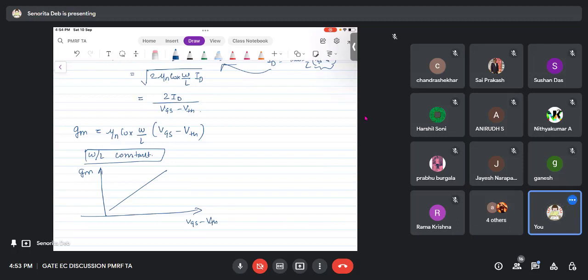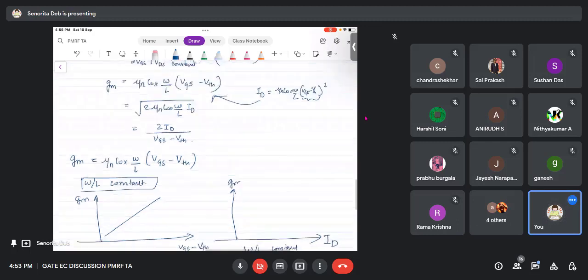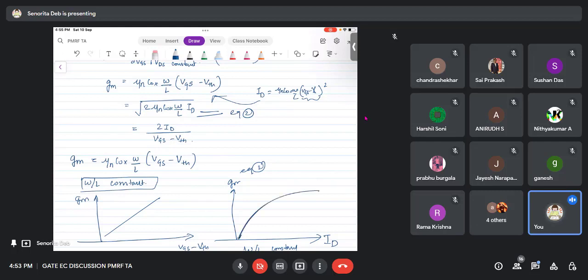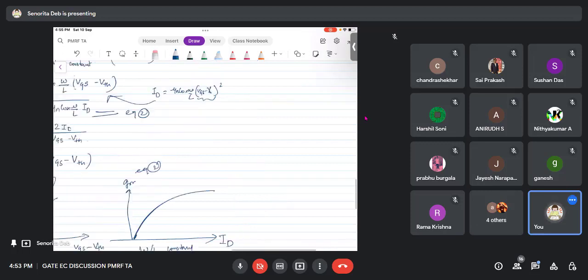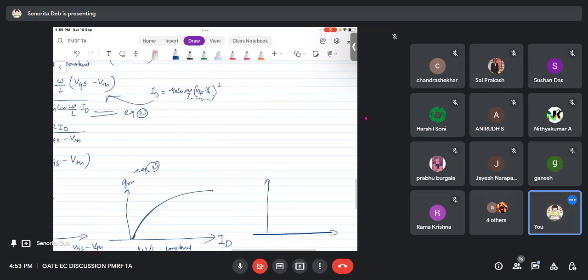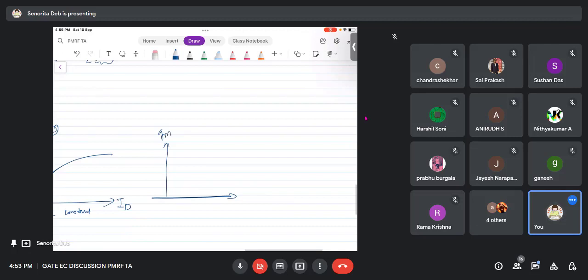Similarly, W by L is constant, okay? And here in the x-axis I have ID. What will happen now? You have to see the second equation, equation 2. What will happen? Square law behavior, right? Again, gm with VGS minus VTH on the x-axis with ID constant. Now W by L is not constant. ID is constant. It will be like this.